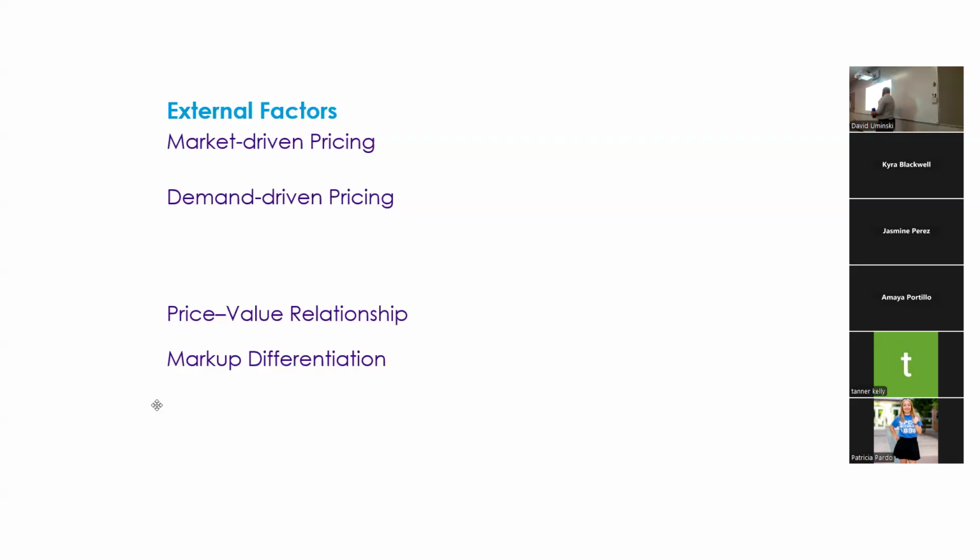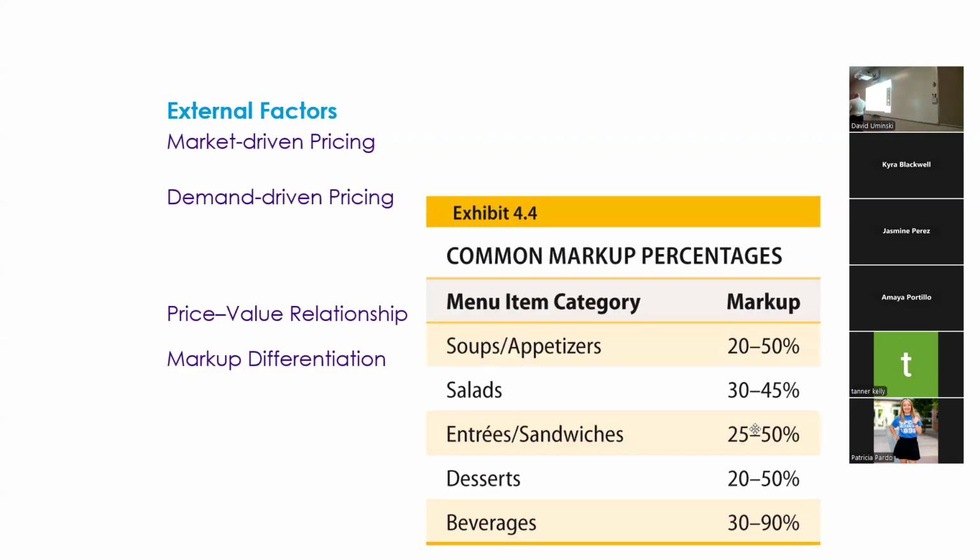Markup differentiation basically says that we have to look at different categories, and they allow us to mark things up by a certain percentage. We can't mark everything up by the same percentage because then that prices things way out of what that price value relationship is. So if you look, we've got about a 90% markup on beverages. Okay, 90% markup.